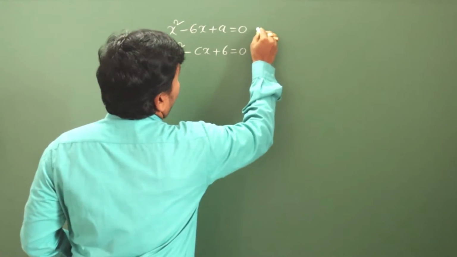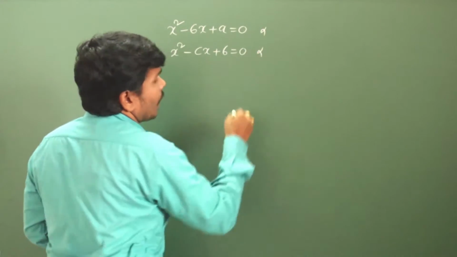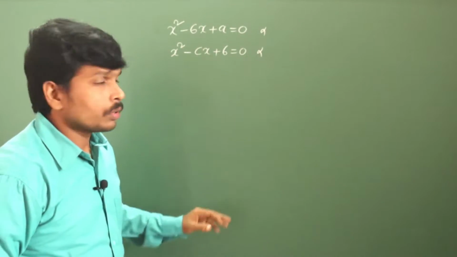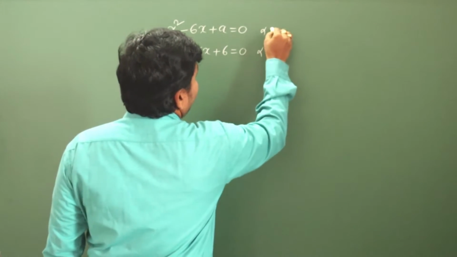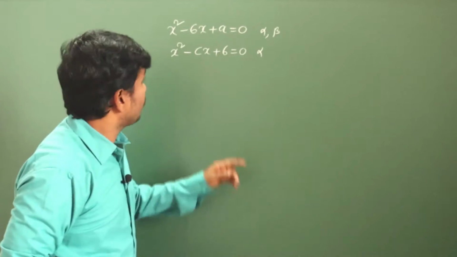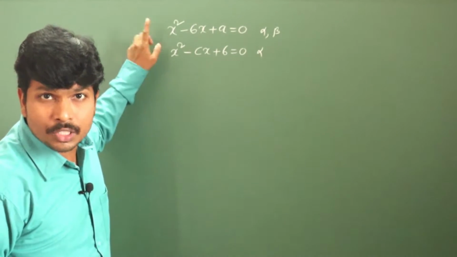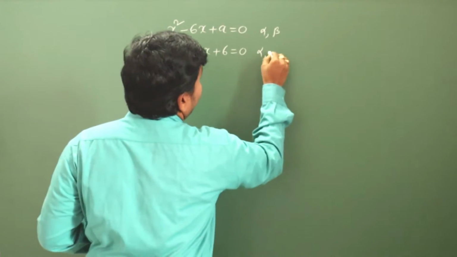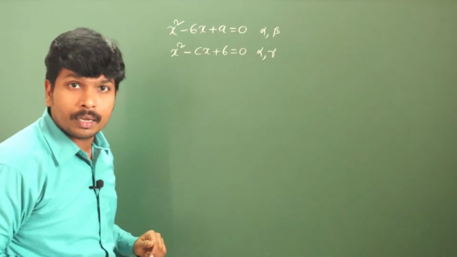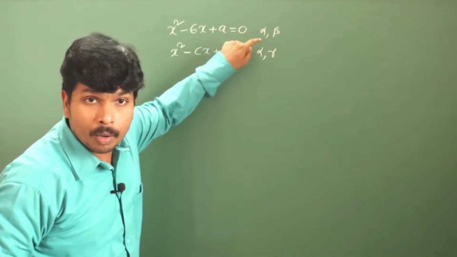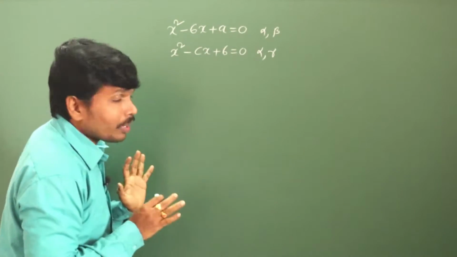Let it be alpha. Alpha is the common root of both. Okay, now you take it here alpha comma beta because it is a quadratic equation, it has two roots. And this you take it as alpha comma gamma. Here one root is common, given.